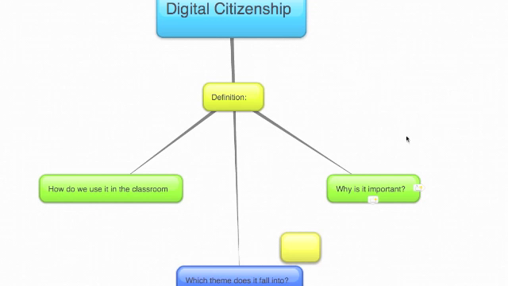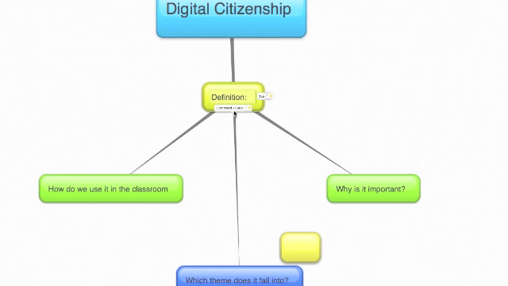So here is an example that I gave the students. It showed that the first bubble, the largest one, was going to be the term. Then you would go in and do the definition. That would be the next bubble. They would create these little siblings, and in them they would answer these questions. How do we use it in the classroom? Why is this term important? And which theme does it fall into? And this is the 9 themes of digital citizenship that I was going to be working out of.